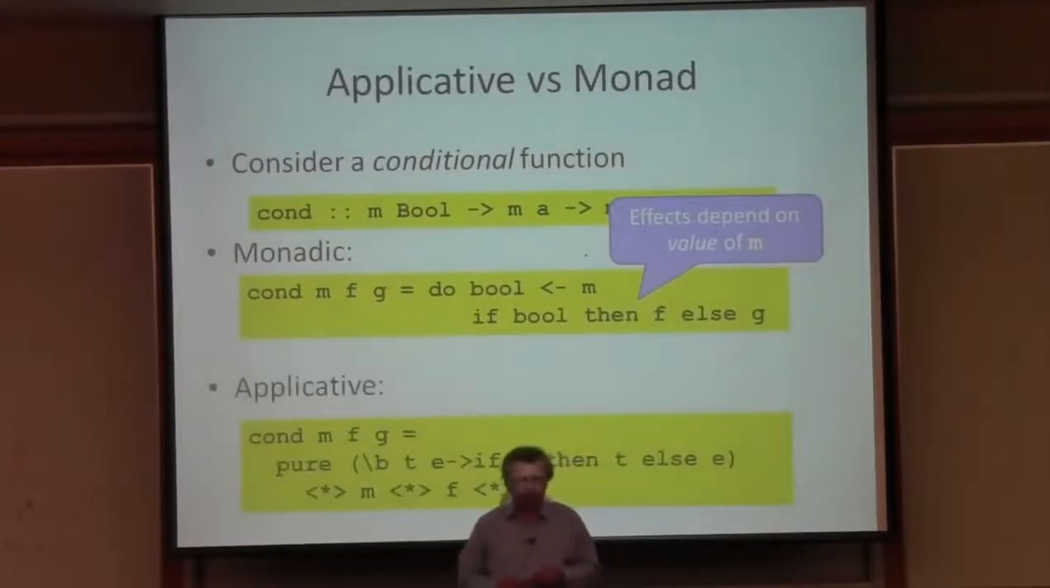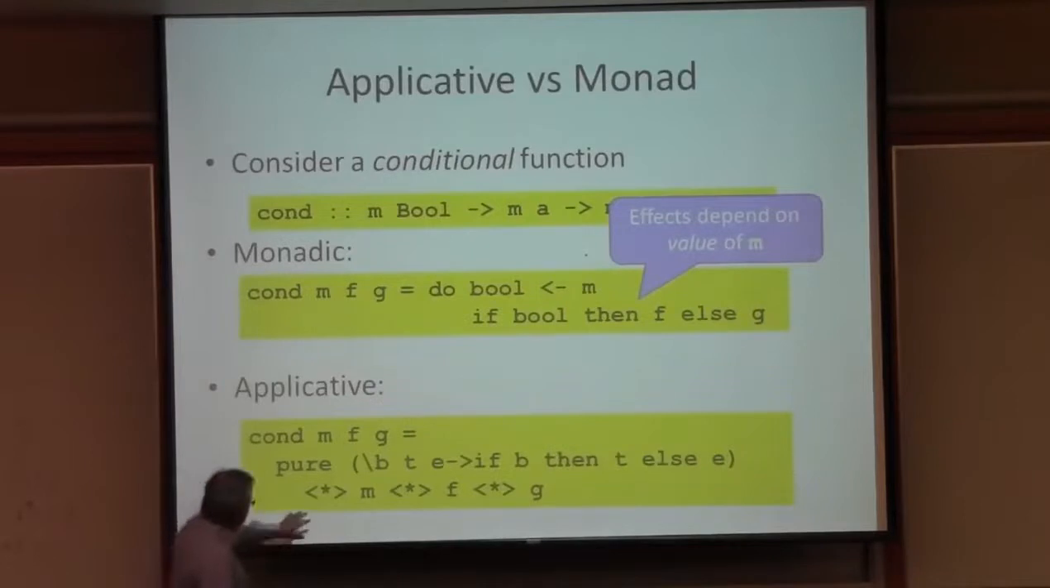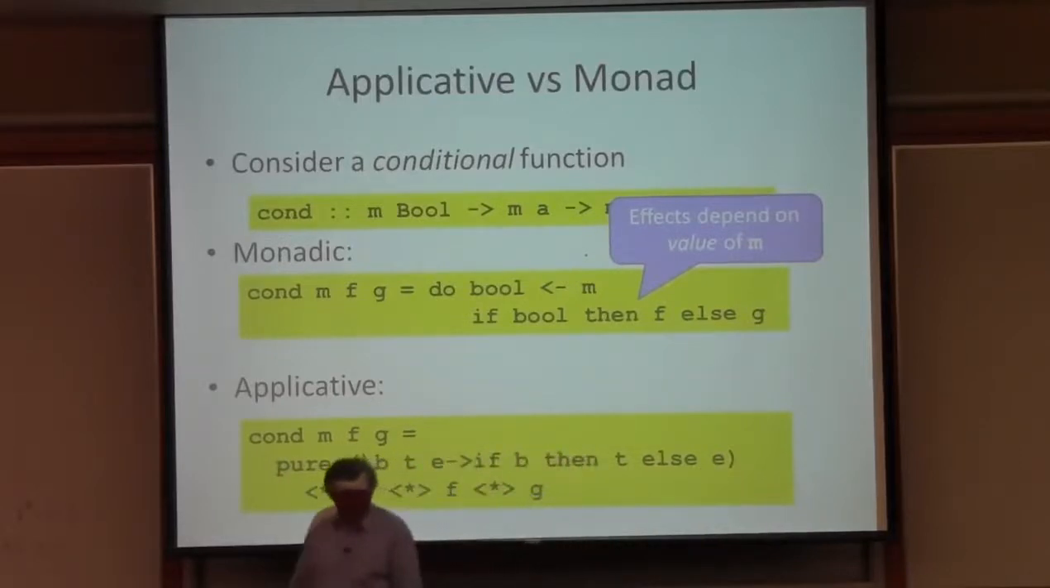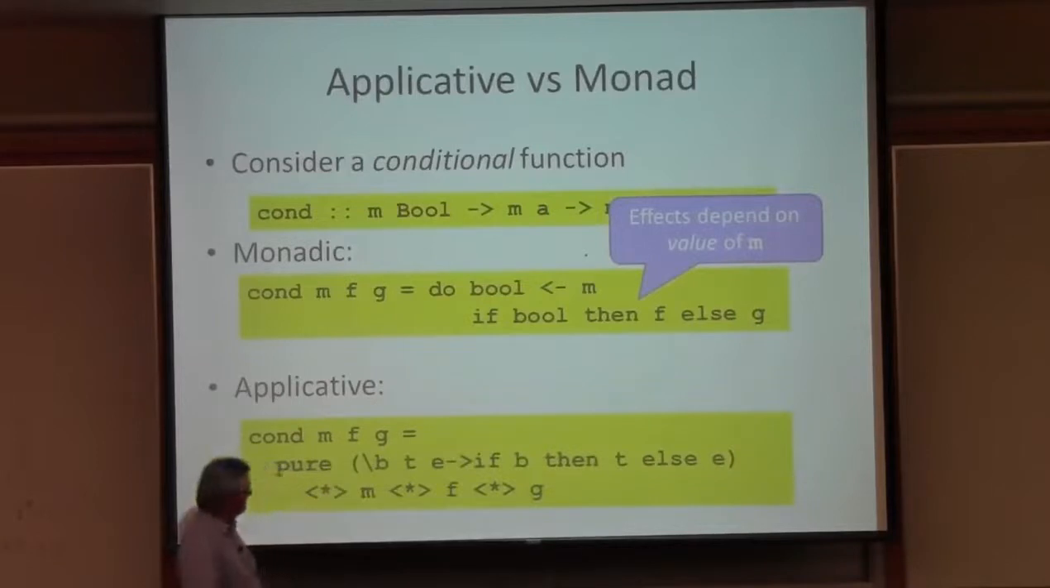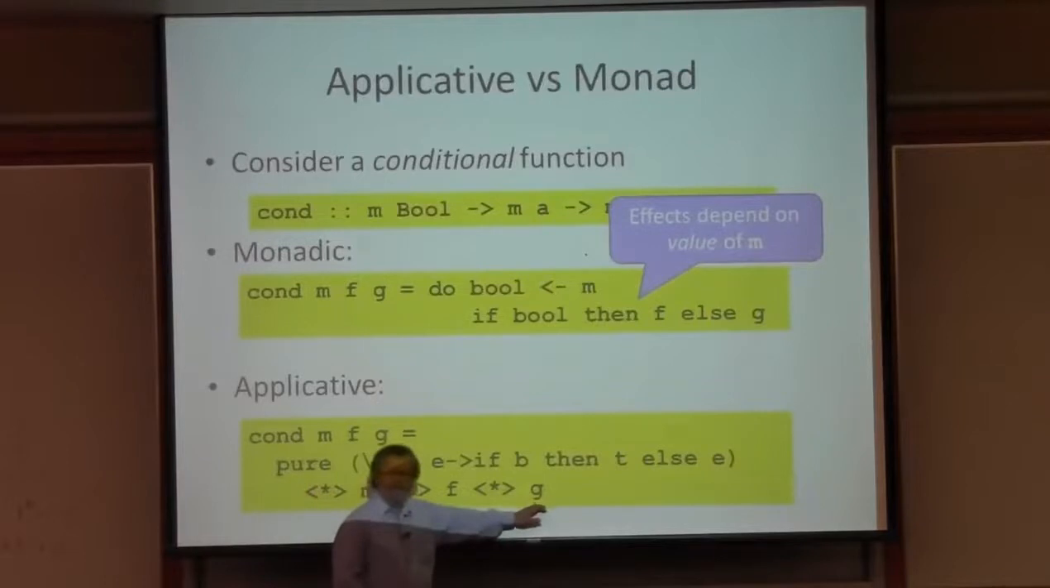When I write an applicative version of cond, I can do so, but I have to write it like this instead. I'm going to have to use the application operator to apply something to M, F, and G, and then I can, in the pure function, put my conditional that says, well, if B is true, take the then branch, otherwise take the else branch. So this should give me the same result as the monadic one, but the effects always evaluate M, evaluate F, and evaluate G.